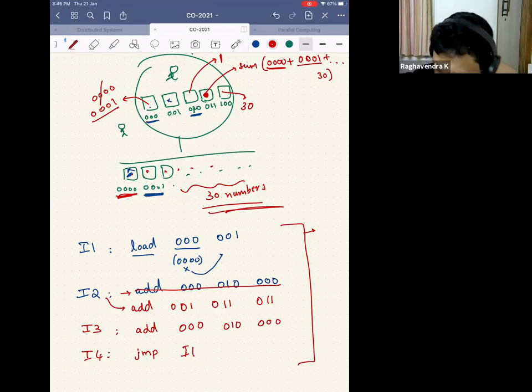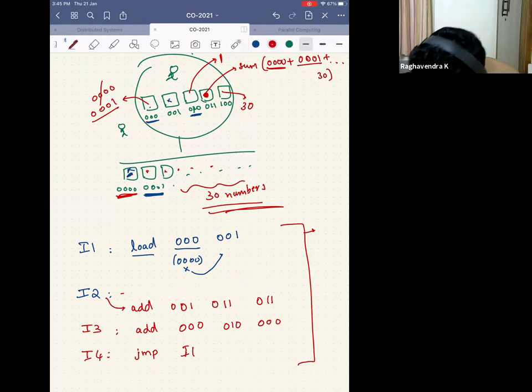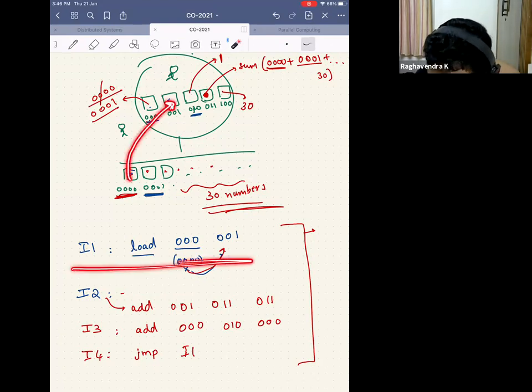Why? Let's erase this so that people don't get confused. First, you are loading whatever is there in this 0, 0, 0. In this 0, 0, 0, you have 4 zeros, which means that I'm talking about this address. So whatever was there in 0, 0, 0, you are copying it into 0, 0, 1, which means that whatever was here is copied to 0, 0, 1. Right?